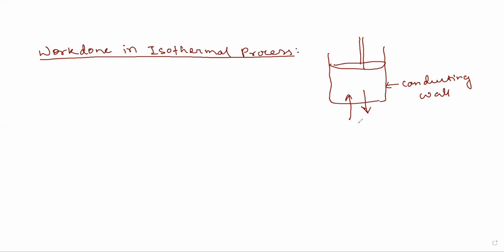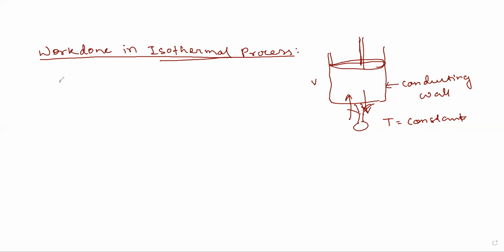If we are supplying heat, then the piston of the system can go up. That means the volume may increase. And in this process, by increasing the volume, in an isothermal process, the temperature remains constant. T is constant. So this is the property of isothermal. Now we'll calculate the work done.